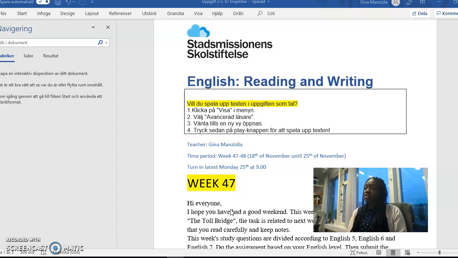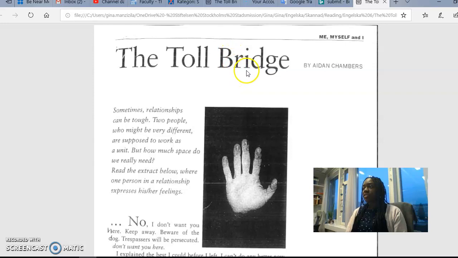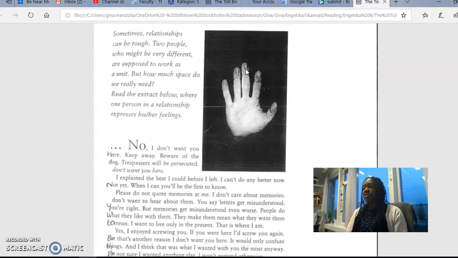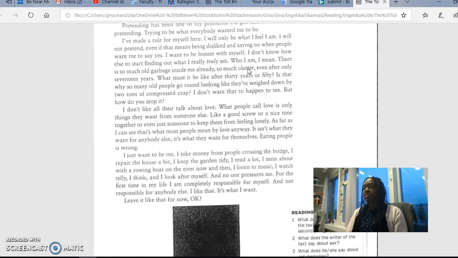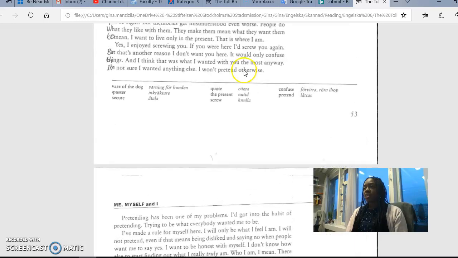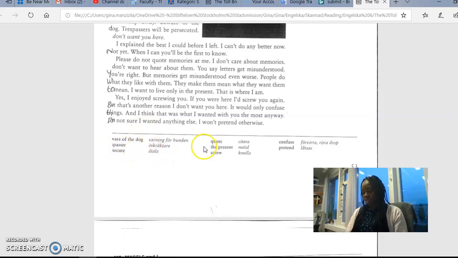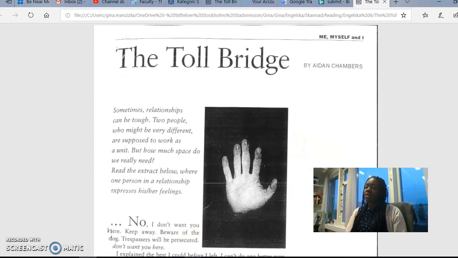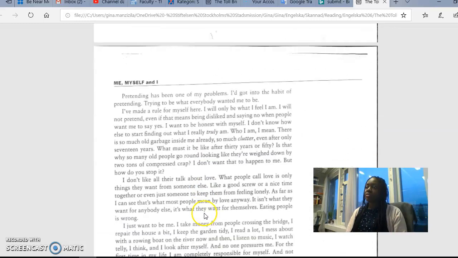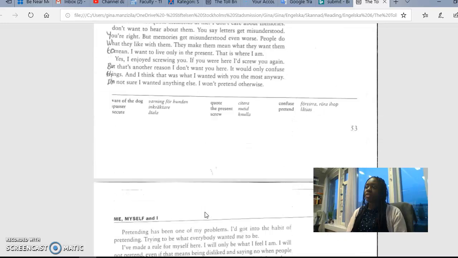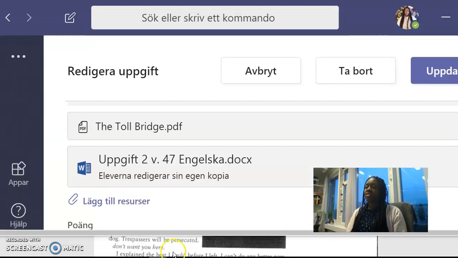And this week we'll be working on reading and writing. We will be working on a text that is called the Toll Bridge. This is the text. It's not too much to read. There are 2 pages. And then there are some dictionary words to learn. So it looks like this. It is a PDF file that you will find under files in your assignment.